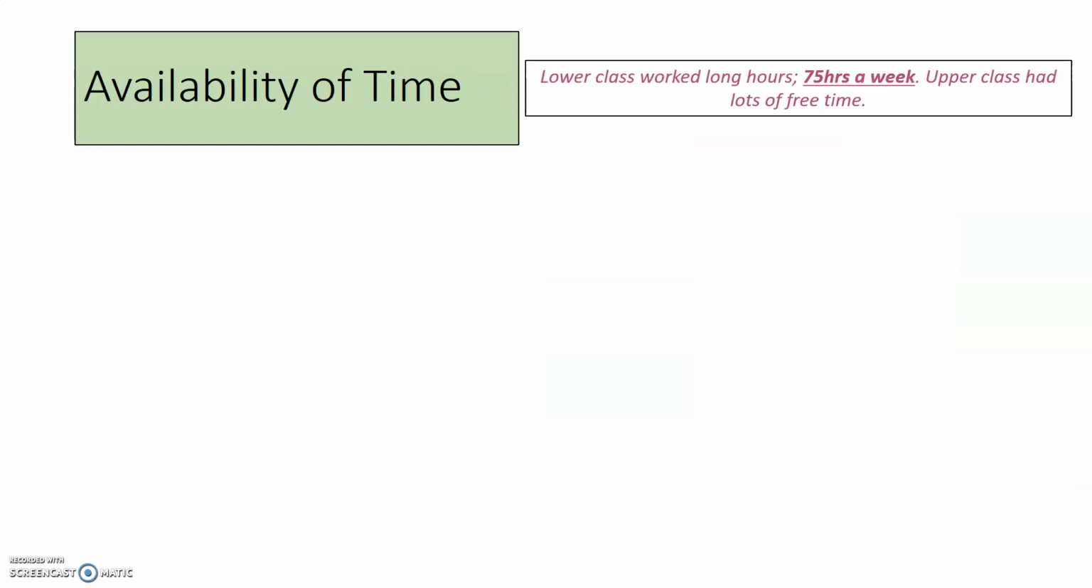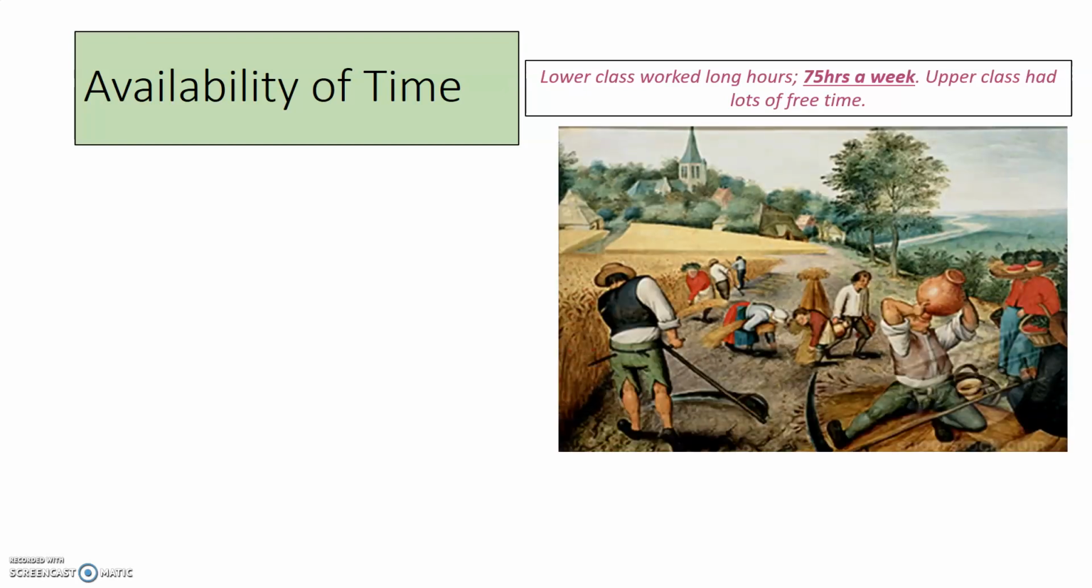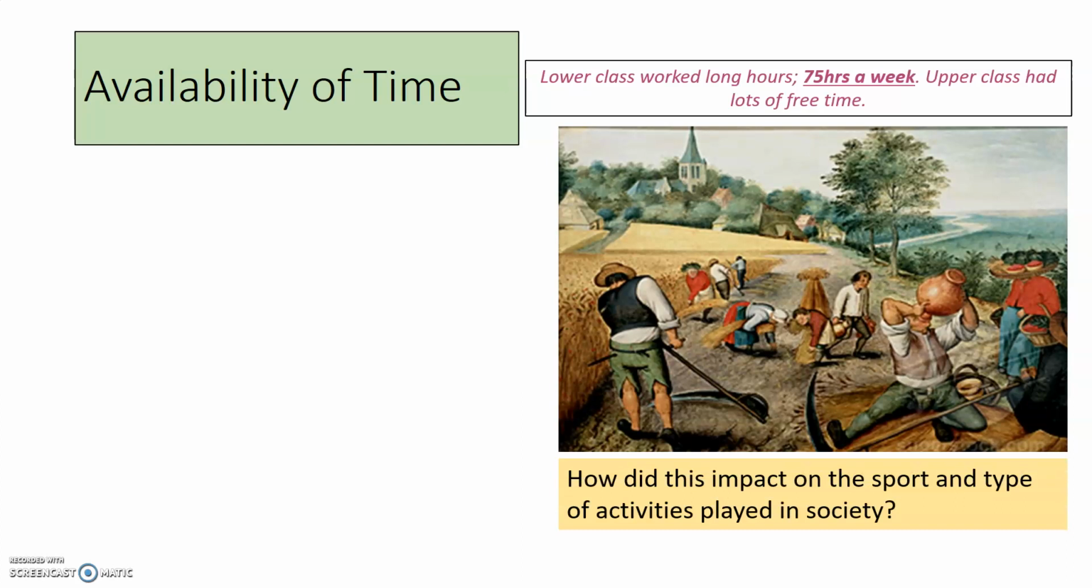We move on to availability of time. Okay, so the lower classes often had to work very long hours, up to 75 hours a week, so on the weekends as well. The upper classes had a lot of free time. So when the lower classes did compete and play their particular sports, a lot of this would have been around the time of the church and significant religious events where there would have been holiday time. Okay, so things like Easter time and so on. So again, pause your video here. How does this have an impact on the sport and activities in society?